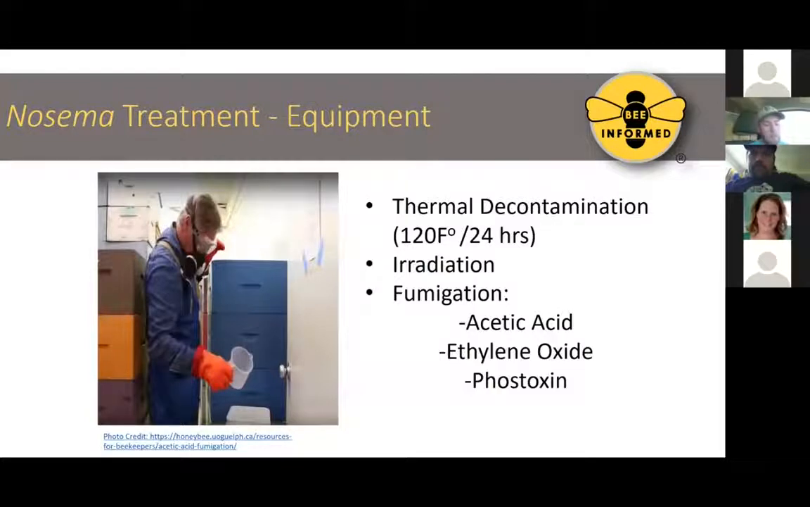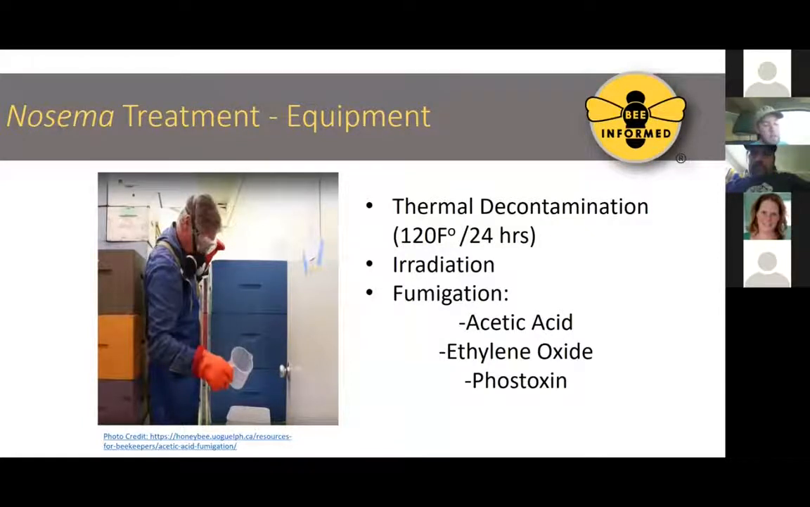Okay, so now we'll go into some ways to treat Nozema. So there are two ways. You can eliminate the spores through treating your equipment, or you can treat using fumagillin, which is on the market. And we'll get into that on the next slide.